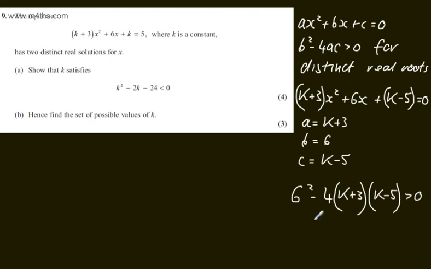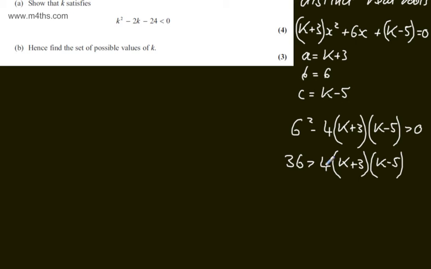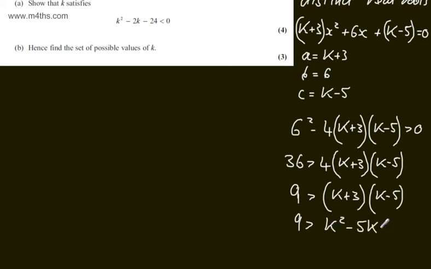At this stage, we've got a couple of different choices. What I'm going to do is add this quantity to both sides. So I'm going to write this now as 36 is going to be greater than 4 multiplied by k plus 3 multiplied by k minus 5. I can divide both sides of this inequality by 4. That's going to give me now that 9 is greater than k plus 3 multiplied by k minus 5. If we expand the brackets, 9 will be greater than k squared, we're going to have minus 5k plus 3k minus 15.